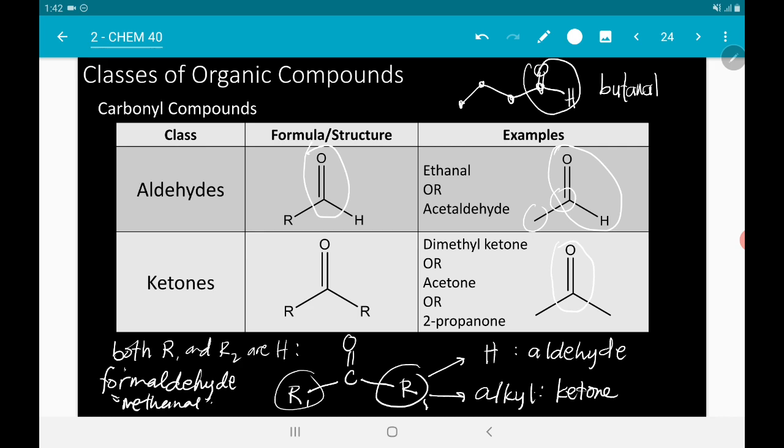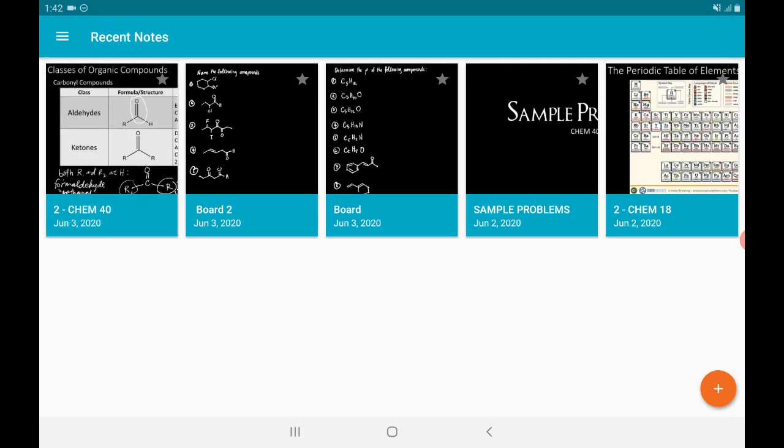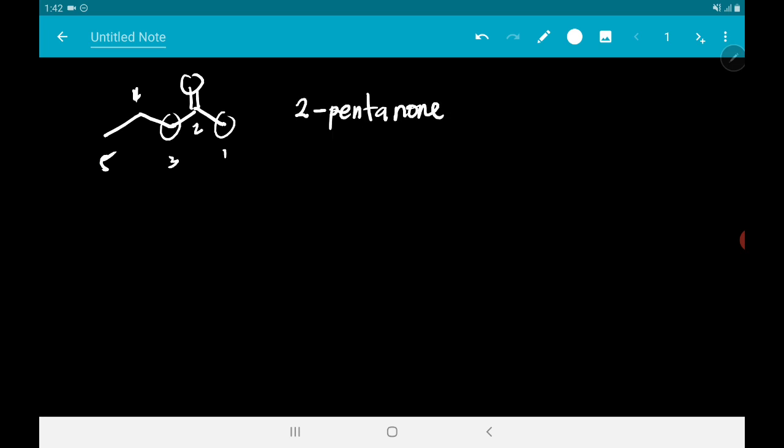Okay, so let's look at some examples. Okay, so magagawa ko ng panibagong note. For example, you have this. Okay, so ketone to kasi these are both carbons. Okay, so 1, 2, 3, 4, 5. This is 2-pentanone. Okay, or pentanone.